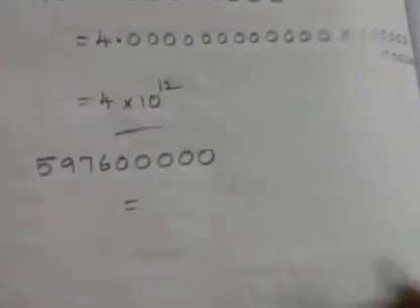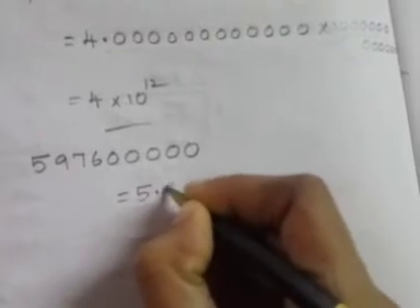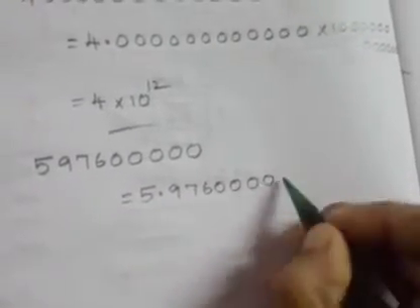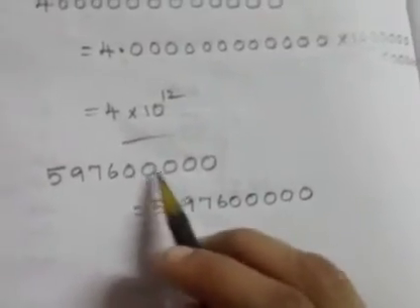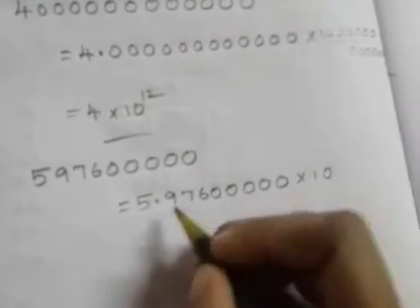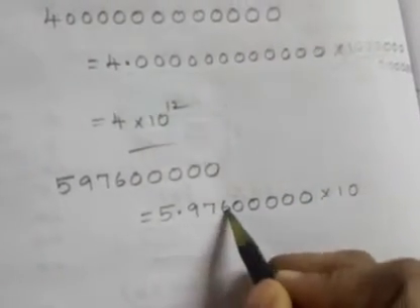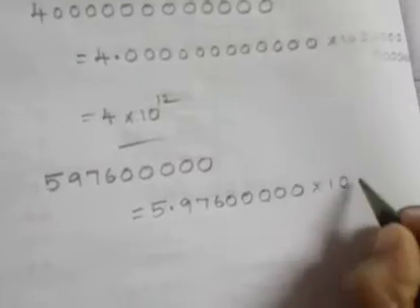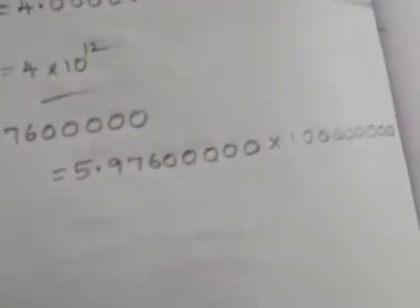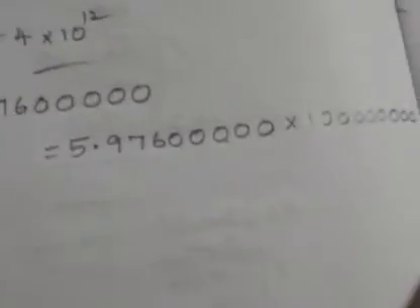59760000. Okay, what will you do? First, what will you do, children? 5.9760000. How many zeros are there? 1, 2, 3, 4, 5. Now into 10, how many zeros should you put? 1, 2, 3, 4, 5, 6, 7, 8. Why am I doing this? After the decimal point, 8 digits are there, so I am writing 8.